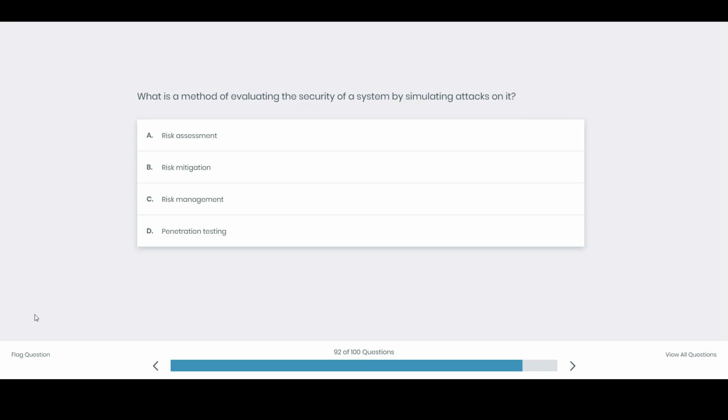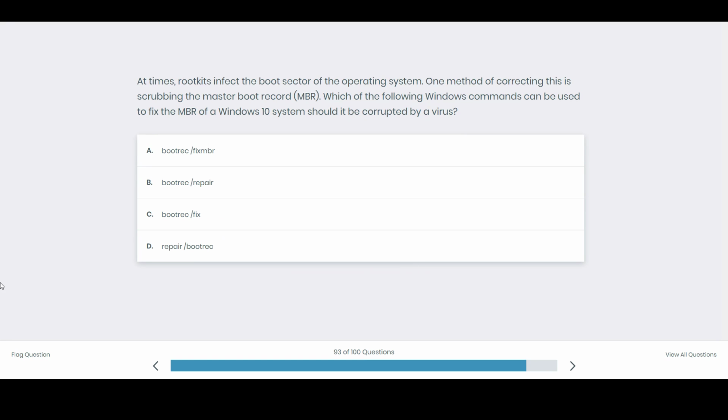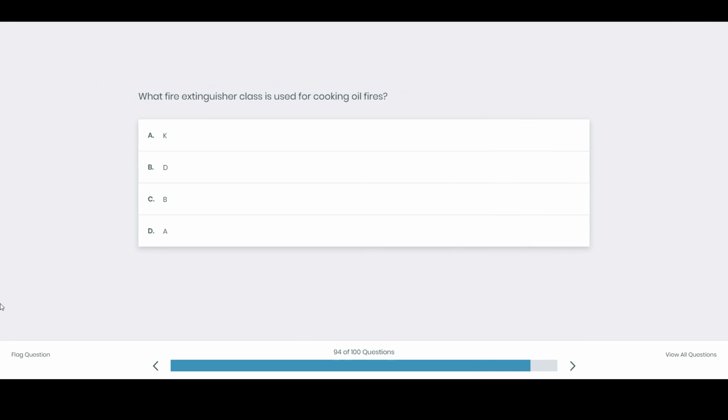Question 92. What is a method of evaluating the security of a system by simulating attacks on it? Here, penetration testing. Yeah, you need to penetrate. What's that? Windows something. I already know this one. MBR. The only thing you can do at the command prompt is fix the boot record. That's an easy one for me.